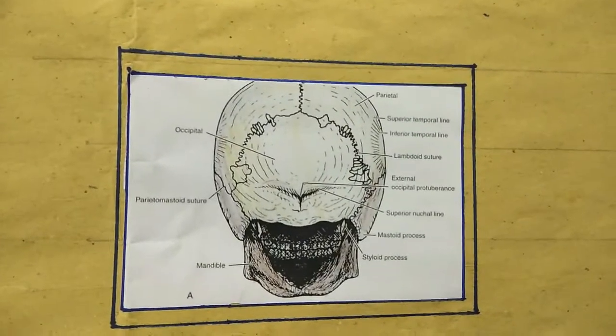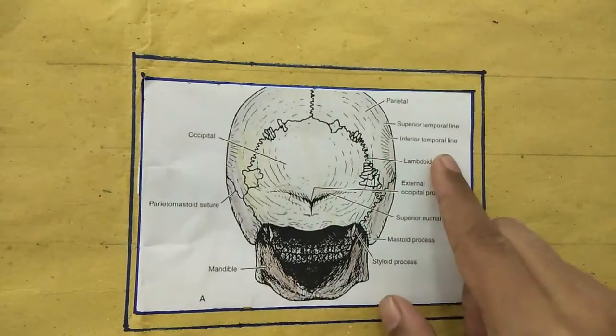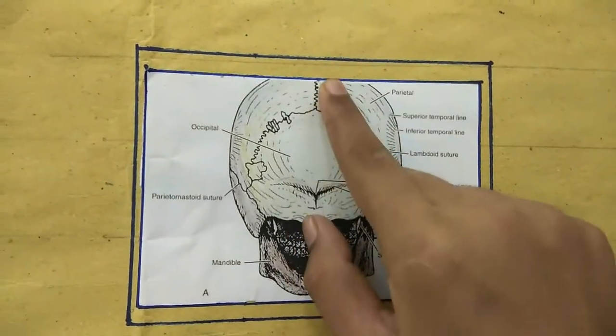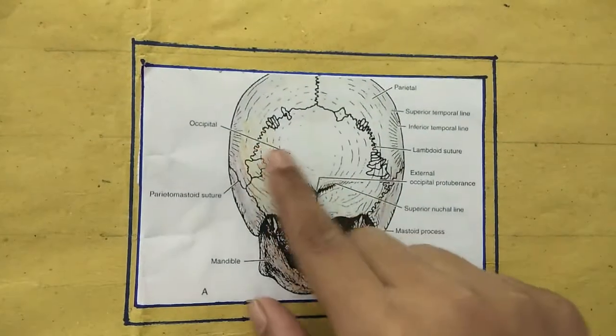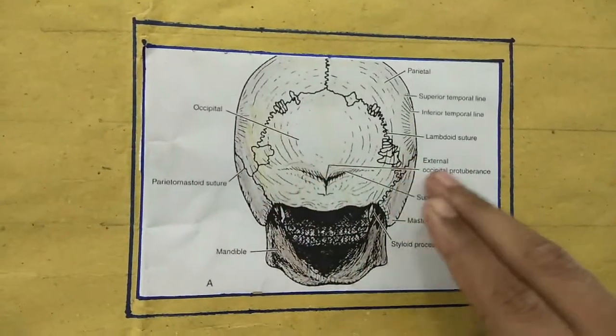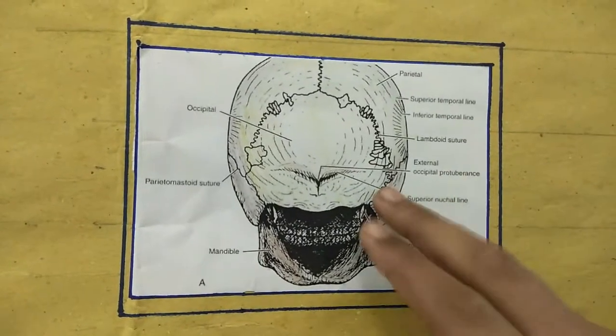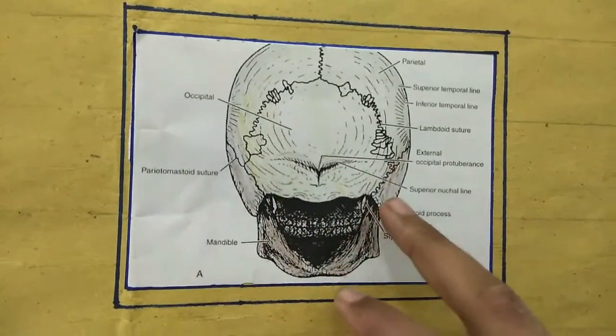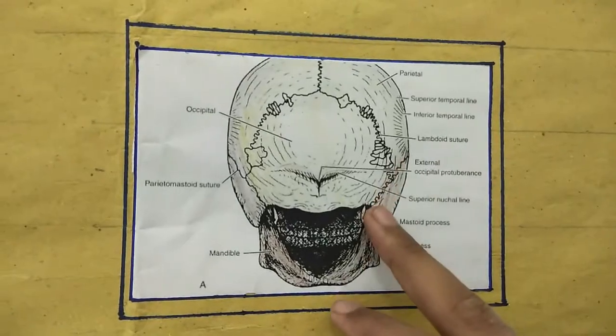In the posterior view of the skull, we can clearly see the lambdoid suture meeting the sagittal suture. In the occipital bone, we can clearly see the roughened elevation called the external occipital protuberance. On either side of the protuberance, the superior nuchal line extends laterally.